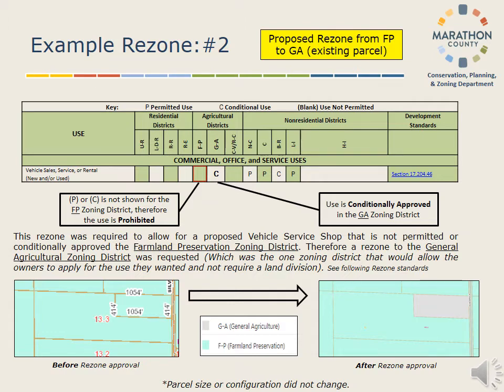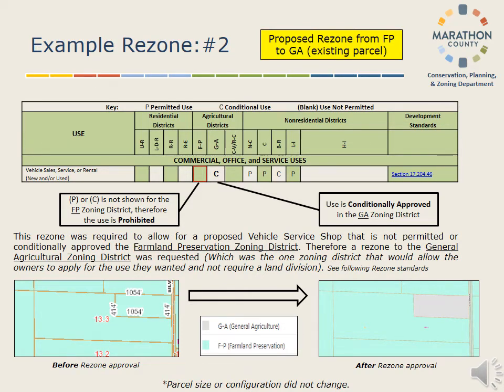If there is neither a P or a C for a particular use in a zoning district, that use is prohibited. In the general agricultural zoning district, there is a C shown. Therefore, a conditional use permit is required for that use. On the bottom of the slide, you will see 2 maps. On the left, you will see the area in question shown prior to the rezone.